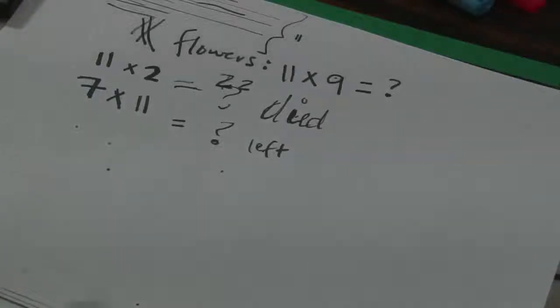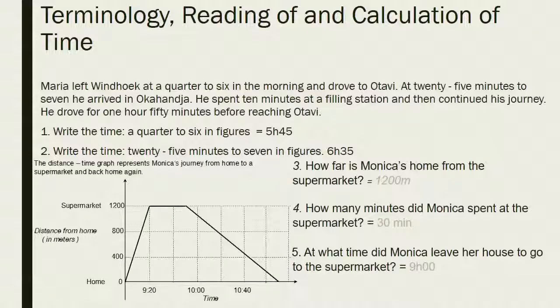It says, Maria left Windhoek at 5:45 in the morning and drove to Otavi. At 25 minutes to 7, she actually arrived in Okahandja. She spent 10 minutes at a filling station and then continued the journey. Then she drove for 1 hour, 50 minutes before reaching Otavi. That's Maria now.